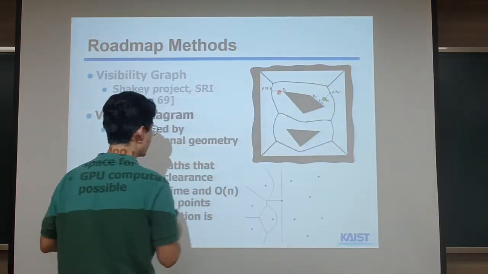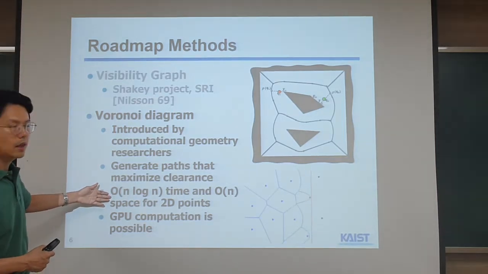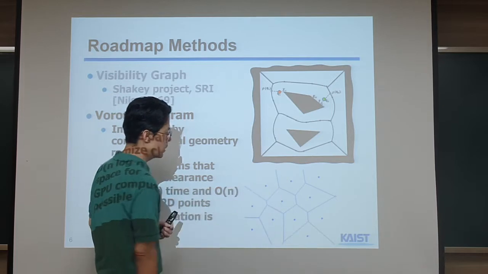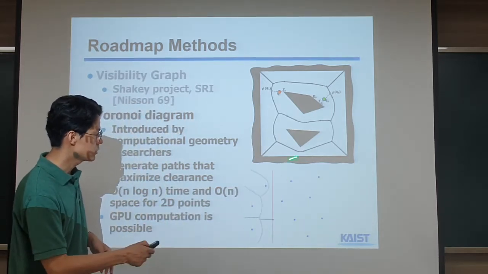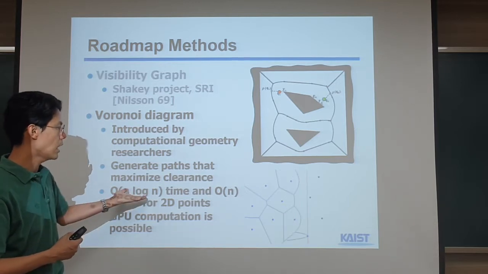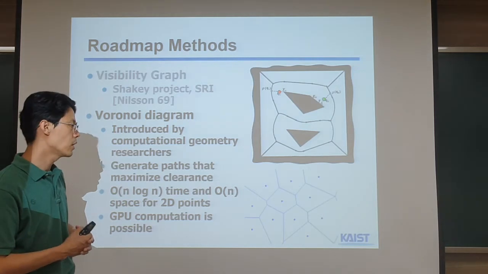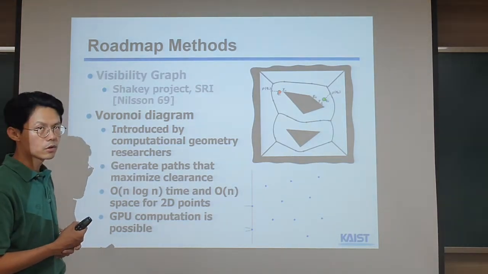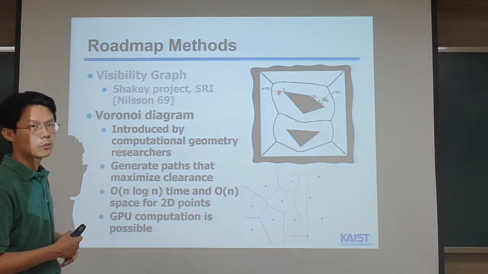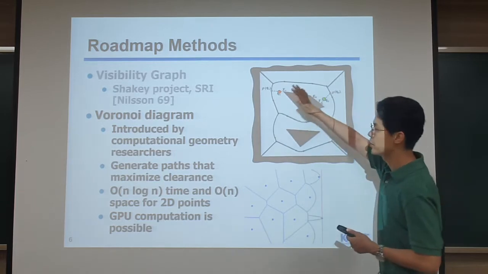There could be different algorithms, but there's one efficient technique that has n log n time complexity by sweeping through these points. This is one of the illustrations. But this time complexity is mainly for 2D. When you have a high dimensional space, it requires much more computation. Also, there's a technique that uses GPU computation to approximately compute this Voronoi diagram.